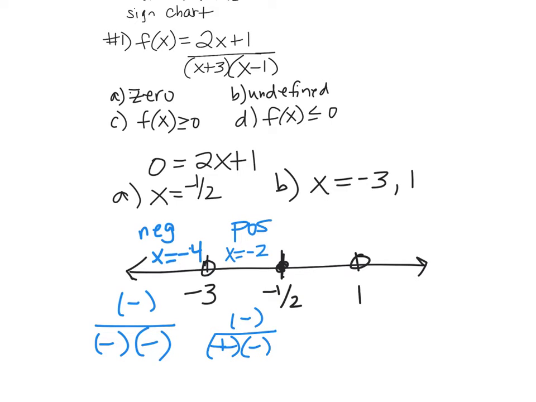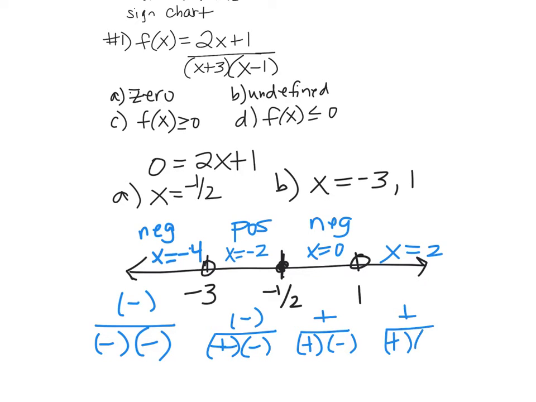Now pick a number between -1/2 and 1. 0. All right, so plug that in. Get a positive over a positive times a negative. So that's going to be negative. And finally, let's plug in x equals 2. And we get positive, positive, positive.